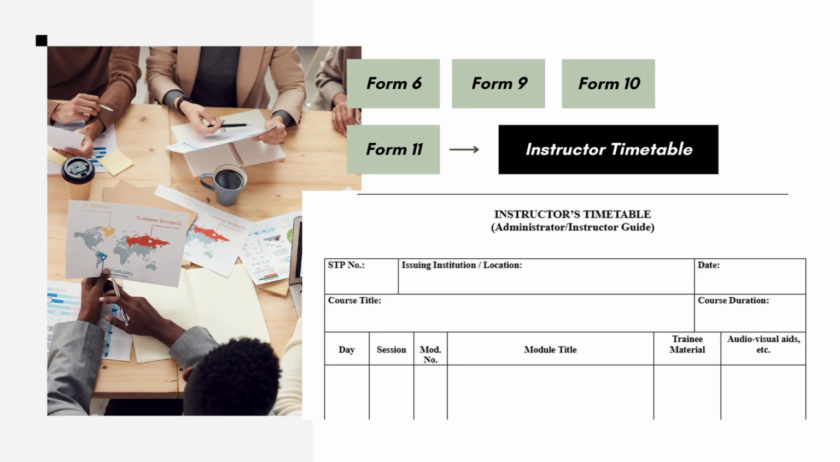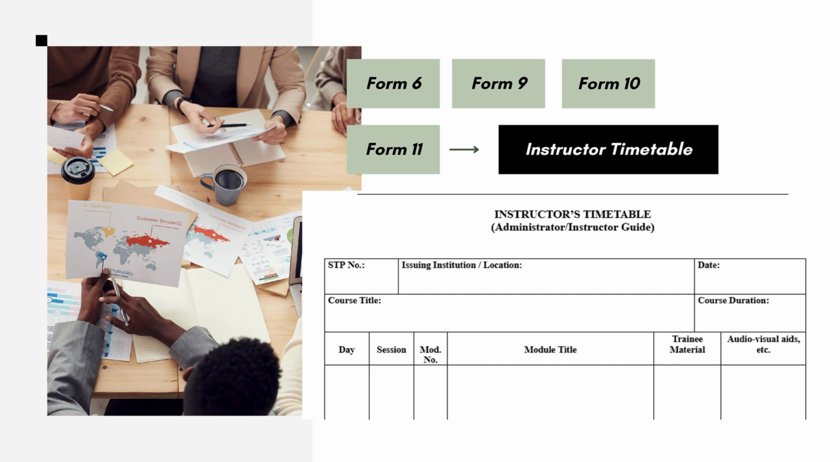Form 11, Instructor Timetable. This form is designed to help you manage the flow of your training sessions in a clear and organized way. Here, you will organize the day and session sequence, for example, Day 1 Session 1, Session 2, and so on. The form also includes details on trainee materials, where you list everything that will be handed out during the module.